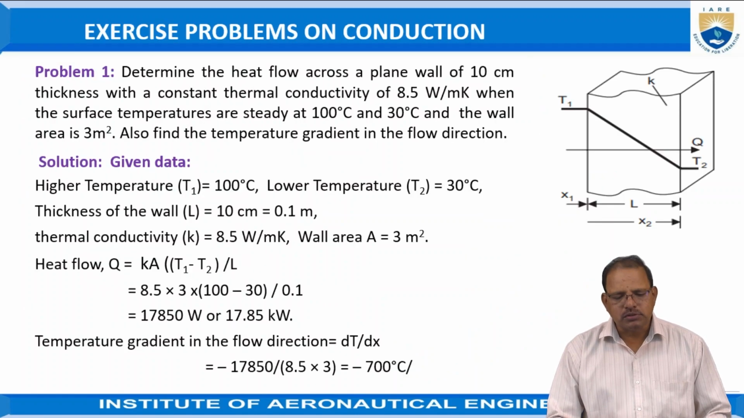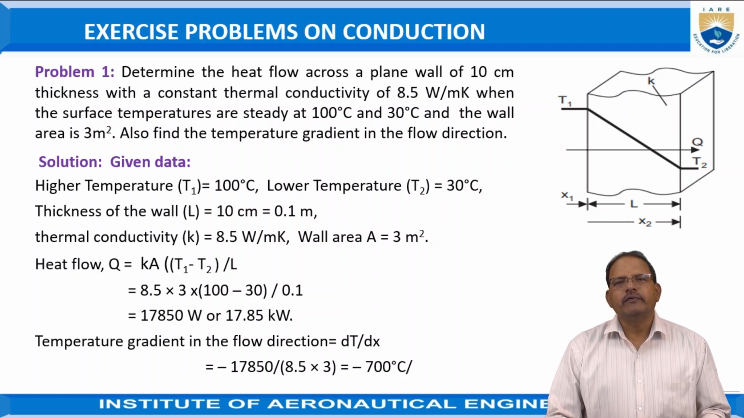Okay, based on these three modes, we have certain problems. First one: determine the heat flow across the plane wall of 10 centimeters thickness with a constant thermal conductivity of 8.5 watts per meter per degree Kelvin, when the surface temperatures are steady at 100 degrees centigrade and 30 degrees centigrade, and the wall area is 3 meters square. Also find the temperature gradient in the flow direction.